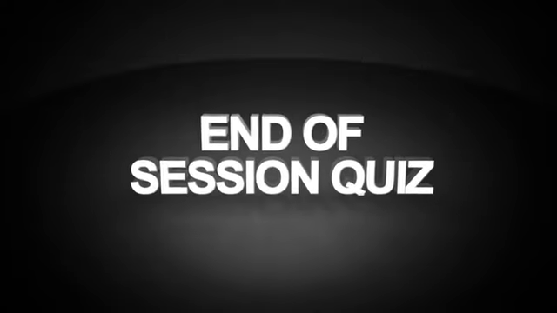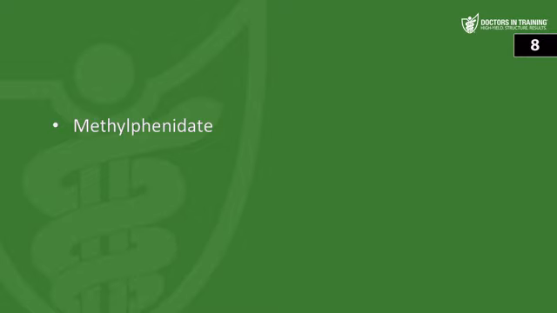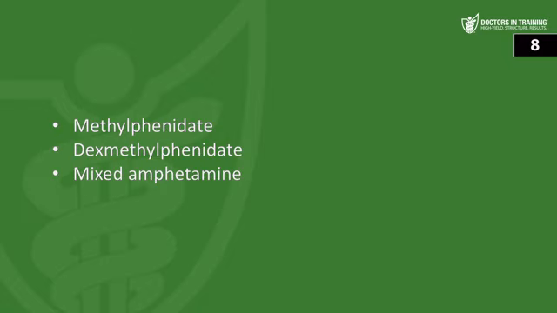Now you're ready for the end of session quiz. First question. What name is given a chronic compulsive hair pulling common in young girls? The current terminology is hair pulling disorder. Next, what stimulant medications are commonly used in the treatment of ADHD? Methylphenidate, dexmethylphenidate, mixed amphetamine, dextroamphetamine. The others, like atomoxetine and clonidine, are non-stimulants.